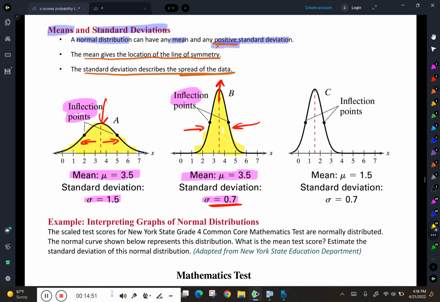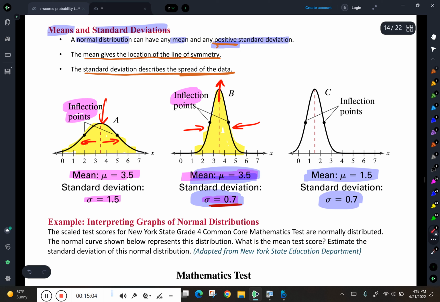Now, if you compare these 2 graphs, they have different means, but they have the same standard deviation. So their shape is the same, but by changing that mean, all I've done is take the entire graph and move it to the left, going from a middle at 3.5 to a middle at 1.5, but the spread is the same. The standard deviation is the same.